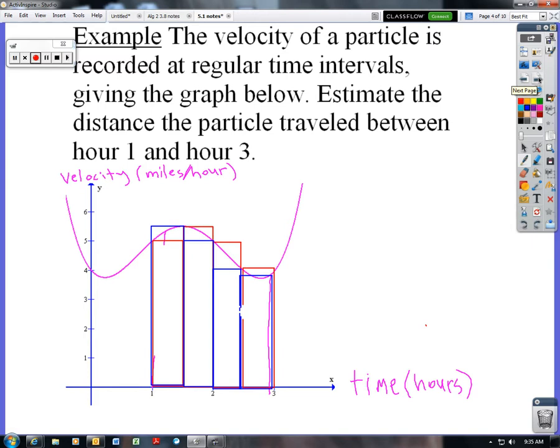Next example. We have velocity on the y-axis again, time on the x, and someone has recorded the velocity of a particle, and they've got this nice smooth curve. We are going to estimate the distance, because we already know the distance is going to be the area under the curve, that the particle is going to travel between hours 1 and 3. That has been shown here on the x-axis, 1 to 3. And someone has already put in the rectangles. That's exactly what we're going to do. We're going to use rectangles to estimate the area, because we don't have geometric formulas for the curve.